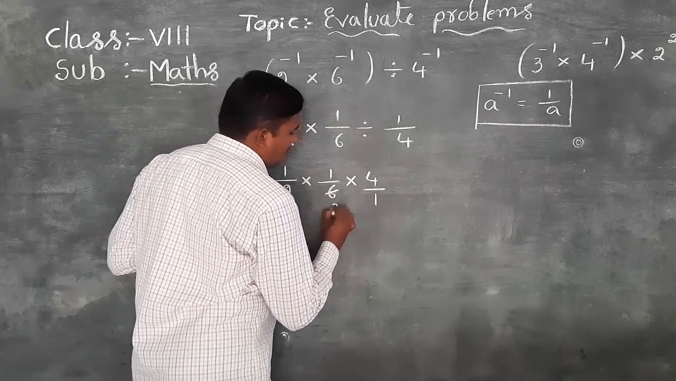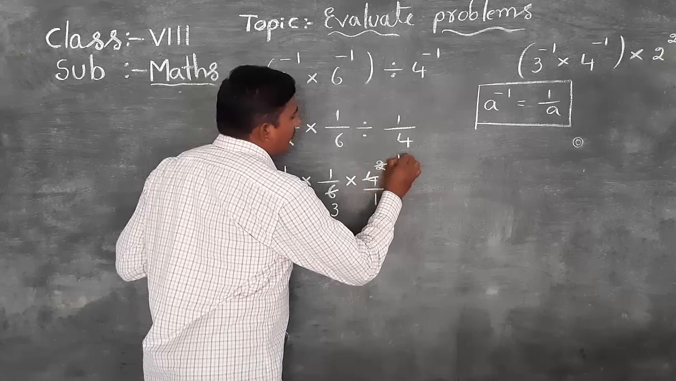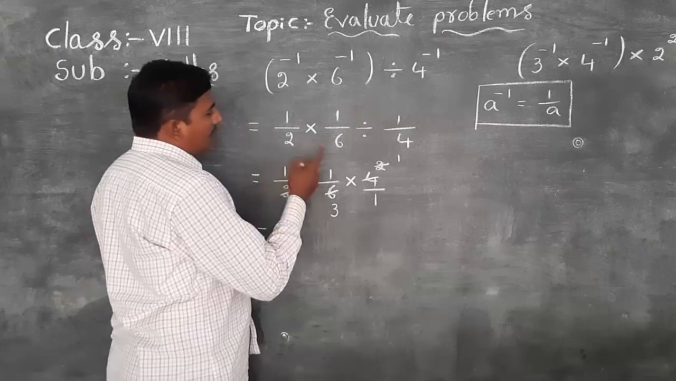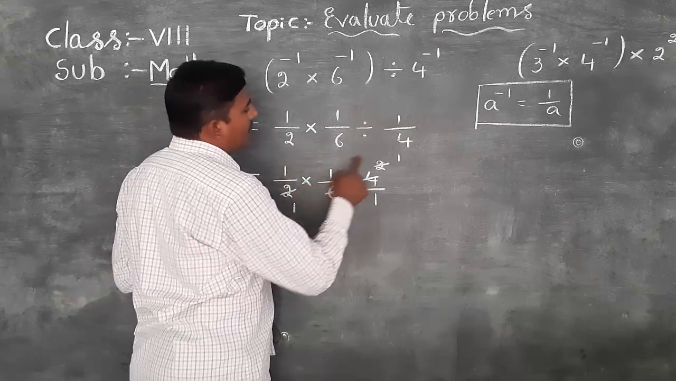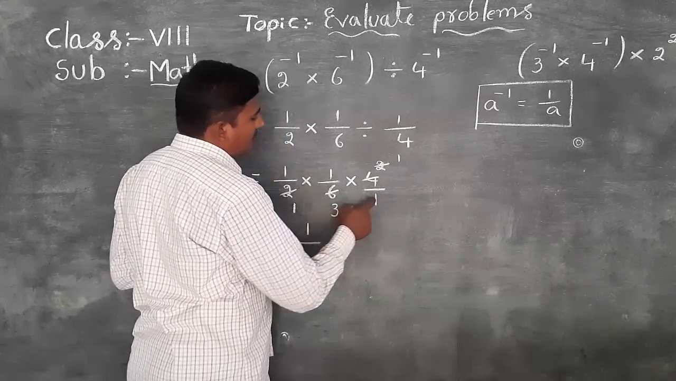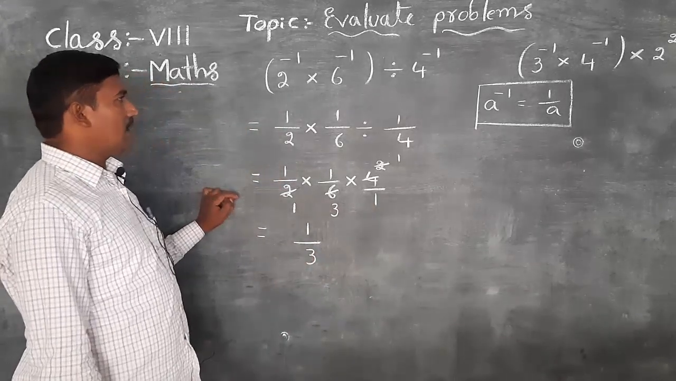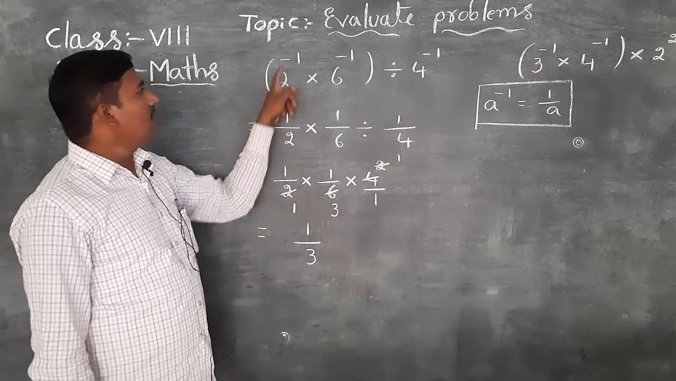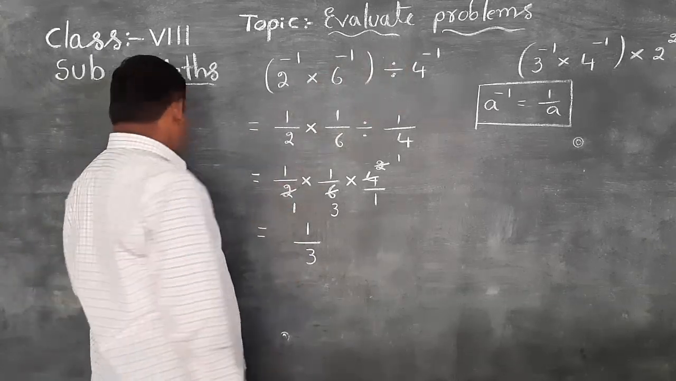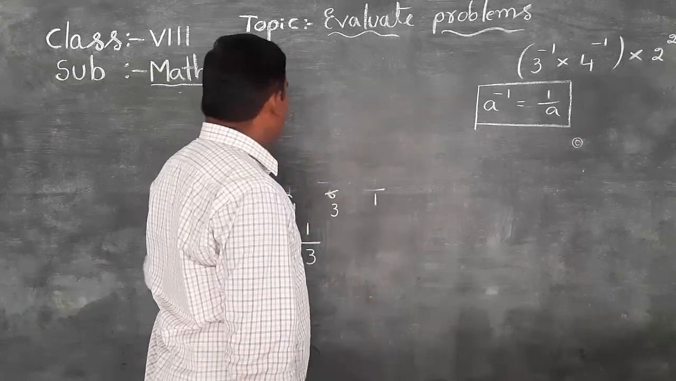2 3s are 6, 2 2s are 4. Okay. 2 1s are 2, 2 1s are 2. In numerator see, 1 1s are 1, 1 1s are 1. By in denominator see, 1 3s are 3, 3 1s are 3. So 1 by 3 is the answer. 1 by 3 is the answer for 2 inverse into 6 inverse divided by 4 inverse. Next, same formula we will use for that problem here.